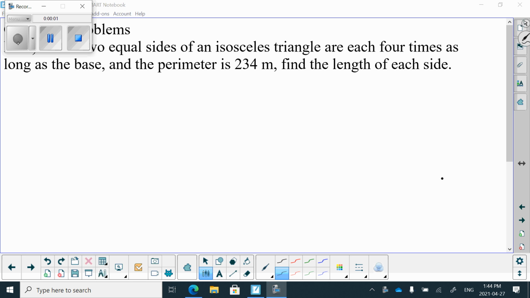So let's try some geometry word problems. Hopefully you find these easier compared to what we had before, but I'm not too sure. Let's see. Our first one: if the two sides of an isosceles triangle are each 4 times as long as the base and the perimeter is 234 meters, find the length of each side.